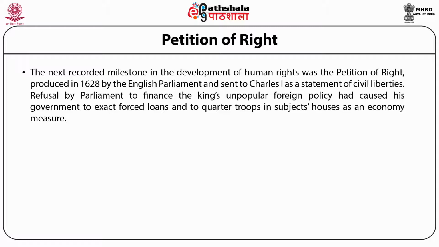The refusal by Parliament to finance the King's unpopular foreign policy had caused the government to exact forced loans and to quarter troops in subjects' houses as an economic measure. What this basically meant was Charles I was forcing common citizens to accommodate members of the armed forces, the troops, in their houses. Loans were taken. The country was in a downward spiral.